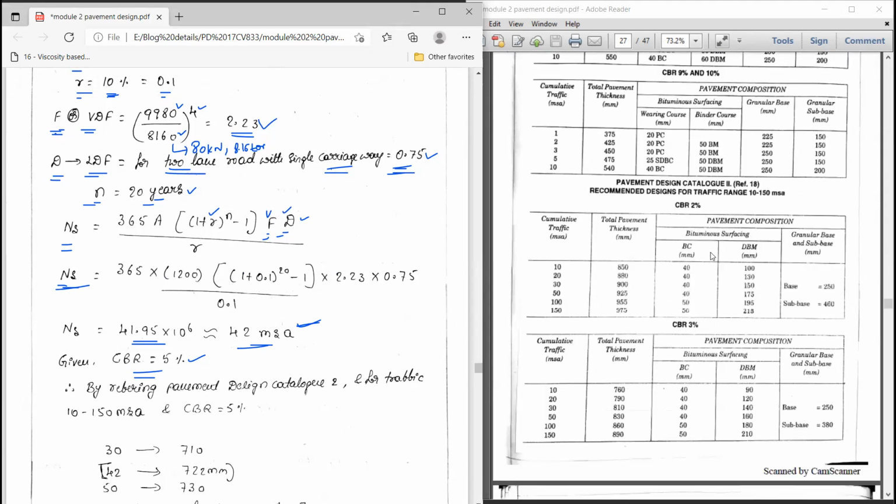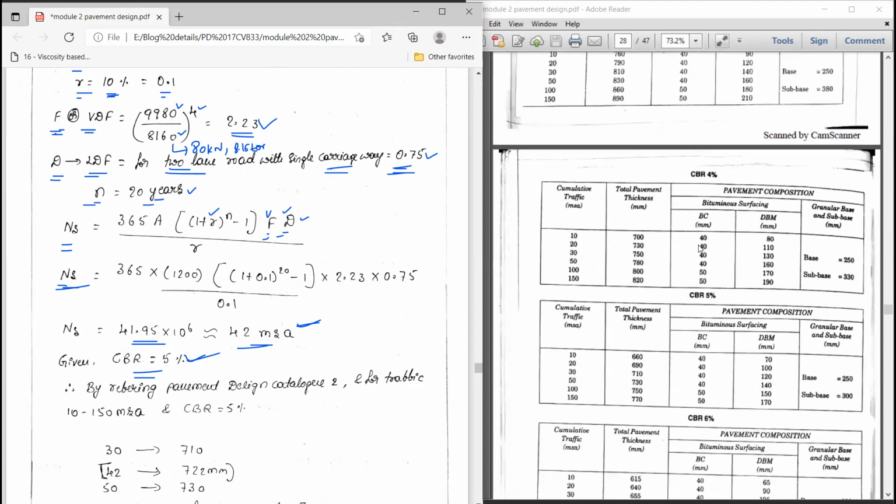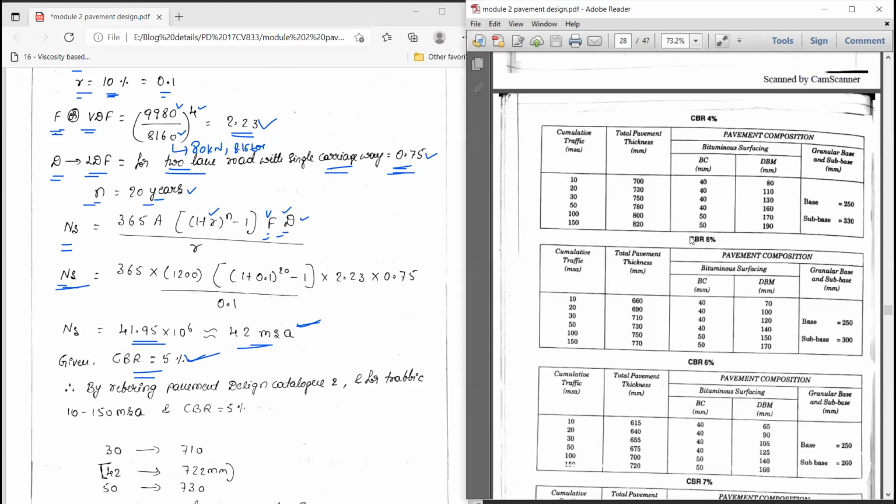In catalog number 2, we have different values for different CBR. Now our CBR value is how much? 5%. Therefore, you just check the table relevant to CBR 5%. So here we got that. Here it is, CBR 3%. Now you have to refer to this table in order to fix the thickness of different layers of the road.